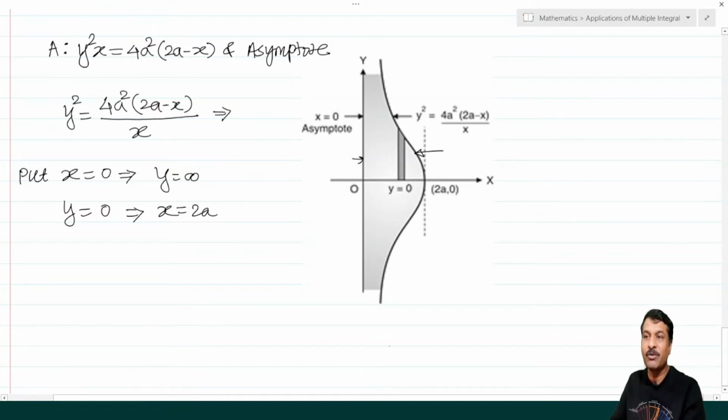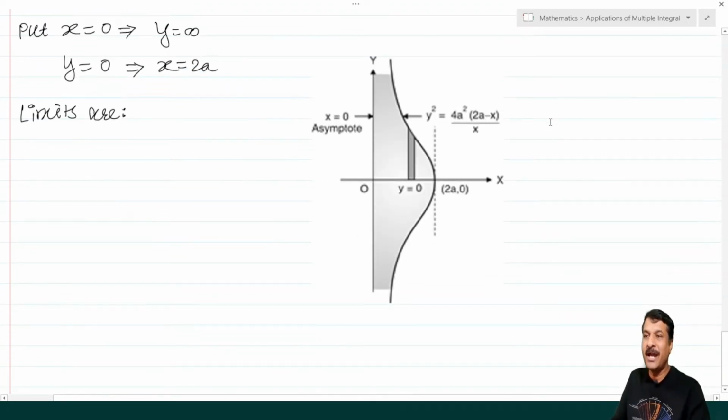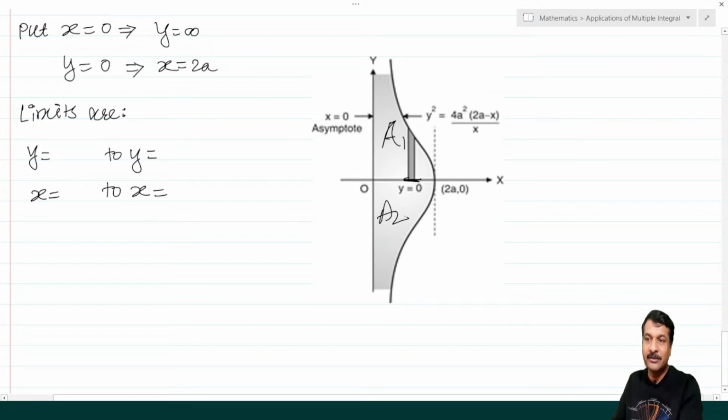But what about the limits? You can take a horizontal strip or a vertical strip, any strip. Here I am taking a vertical strip. So what are the limits? For a vertical strip, it cuts the x-axis, x is constant and y varies from curve to curve. So what is the value of y here? I am taking the same area here and here, so A1 plus A2 equals the total area.